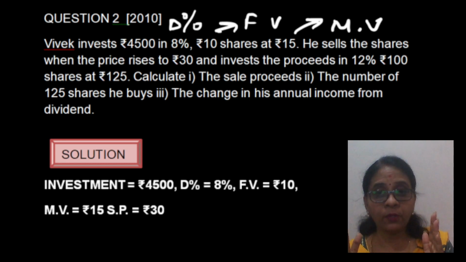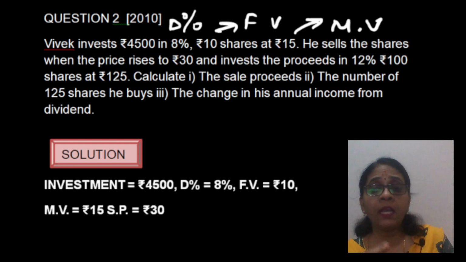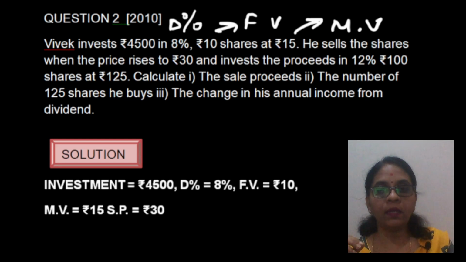Is the question clear to you now? Now calculate the sale proceeds. Sale proceeds is nothing but the money he gets by selling off his shares. That's the first part of the question. The second part, the number of rupees 125 shares he buys. And the third one is the change in his annual income.